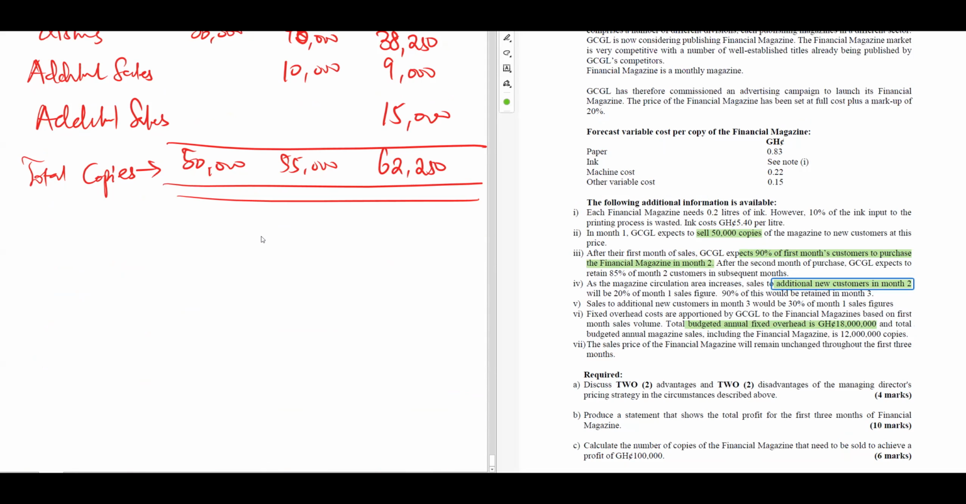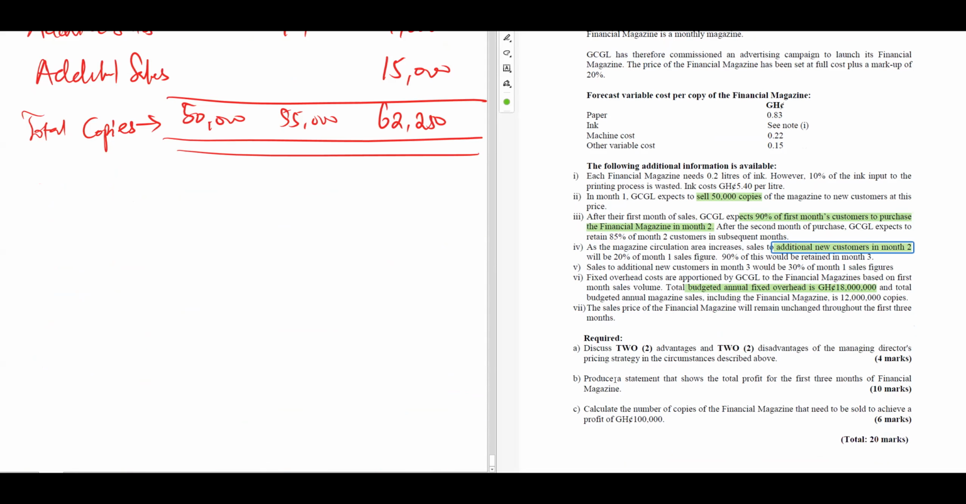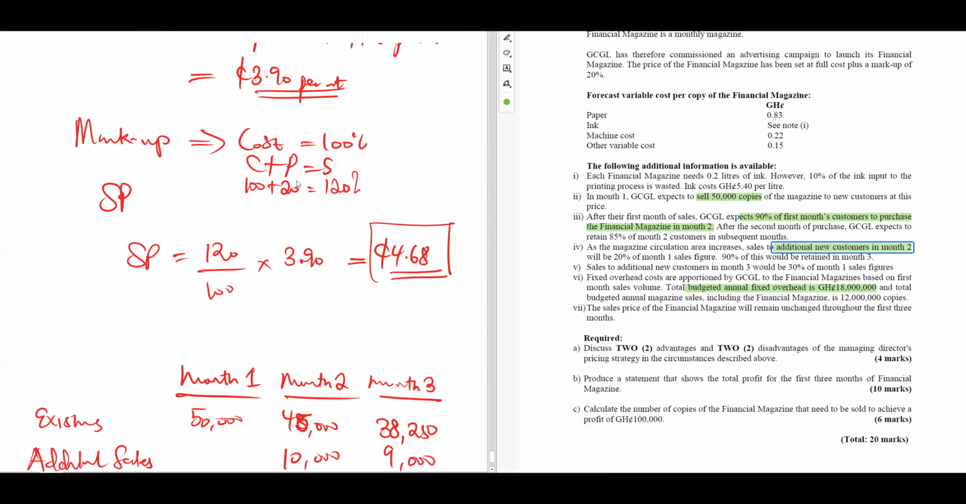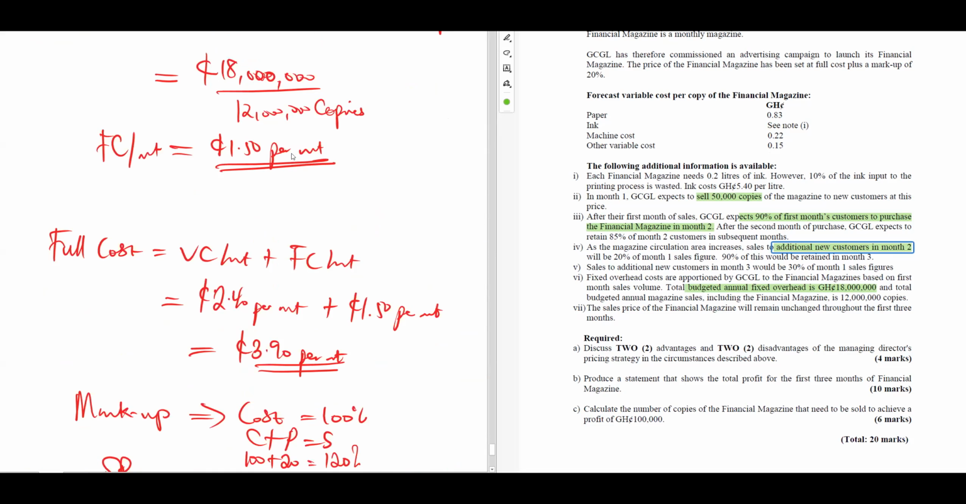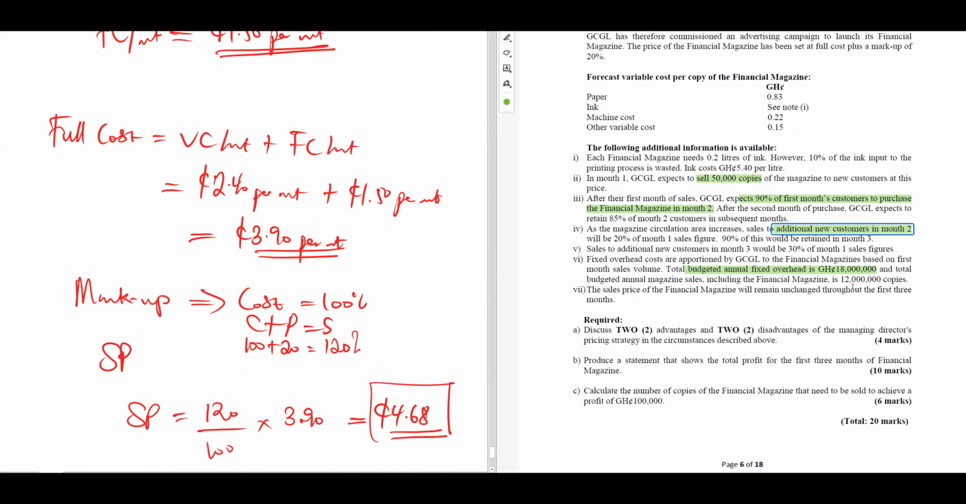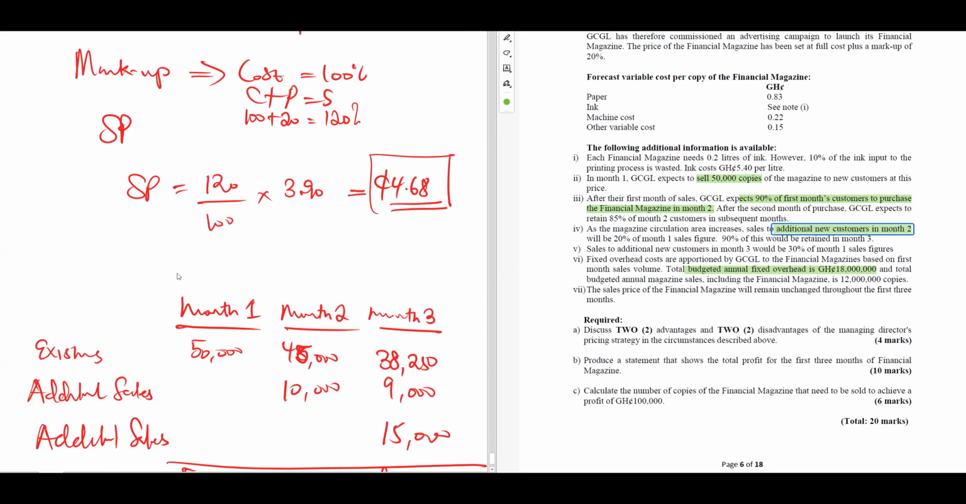So the next question was to produce a statement that shows total profit for the first 3 months of the financial magazine. First 3 months, right? So I'm going to divide the fixed cost. I know my fixed cost is 1.5 per unit, and fixed cost is fixed. So I can just divide the 80 million times 3/12 to get how much that would be.